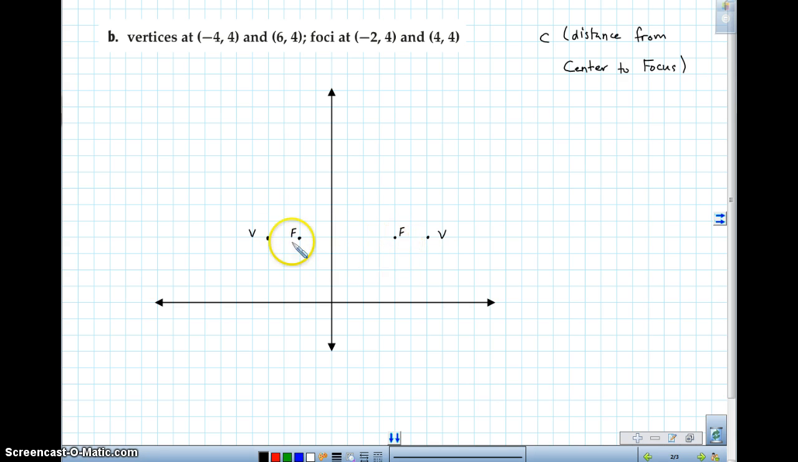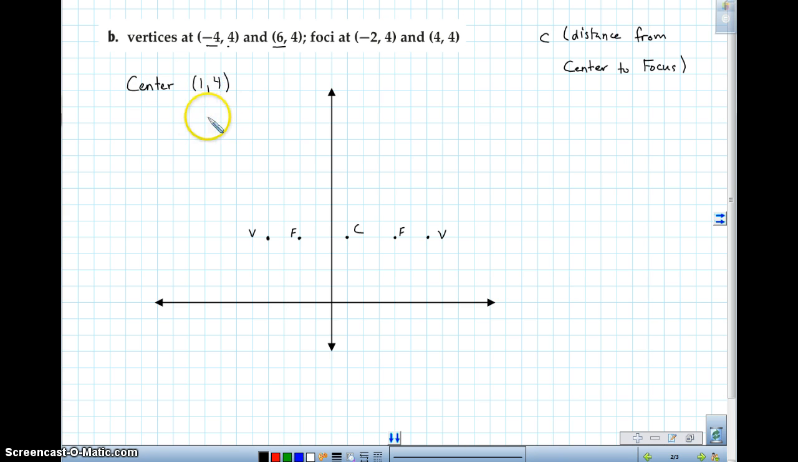So you can think of it two ways. Since we're already graphing it, we could just count to see where the midpoint would be between the vertices and the foci. Or if you want to do it algebraically, you could just find the average between -4 and 6. The average between -4 and 6 is 1, so that lets us know that our center is going to be 1 over. You could also just use your midpoint formula. There's going to be our center, and the center coordinate is 1, 4.